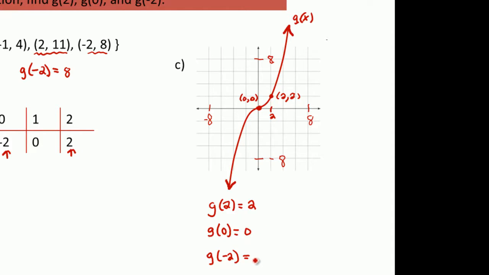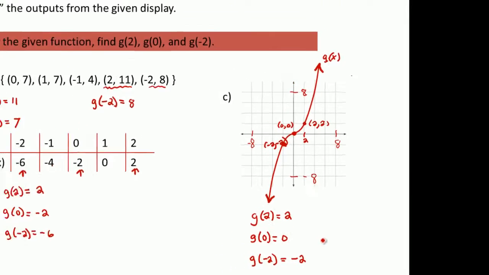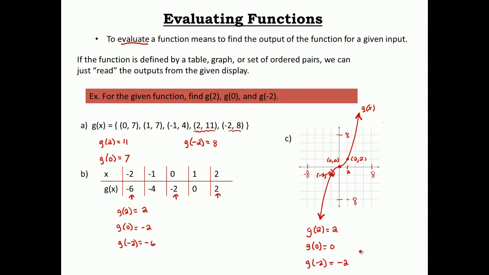And lastly, g of negative 2. Here's x equals negative 2. The point on the graph that has that x coordinate is here. And the y value, again, is negative 2. So when you have a graph or a table or a set of ordered pairs, there's no calculating to do. You're just reading the outputs from the graph. Now let's look at functions that are given as a formula.